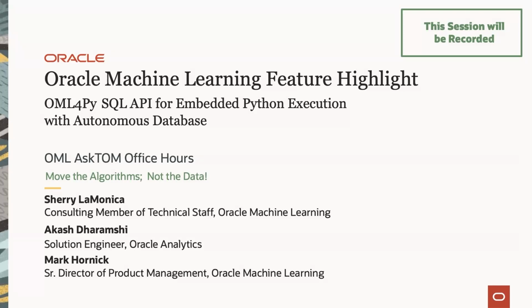I'm your host, Mark Hornick, and today we'll learn about the new SQL API for Oracle Machine Learning for Python Embedded Python Execution, which was recently released for Oracle Autonomous Database. Now, this supplements the original REST API on Autonomous Database, and this new SQL API provides functional parity with the on-premises version of OML4Py, which also provides a SQL API.